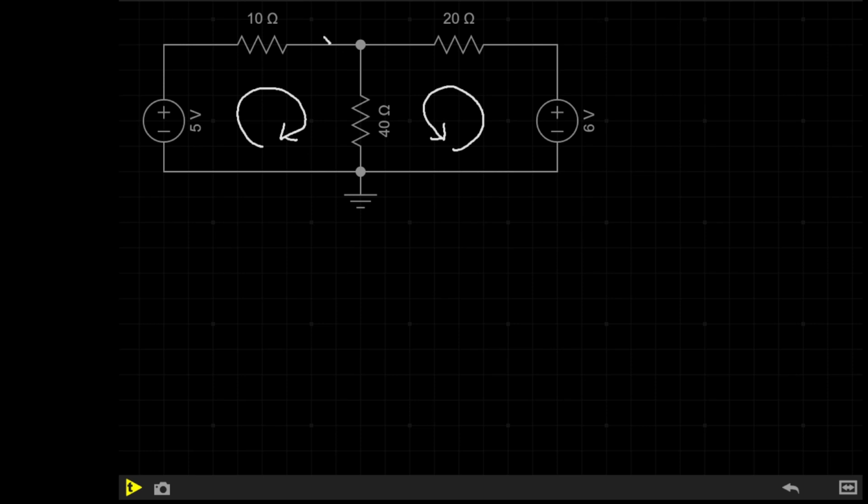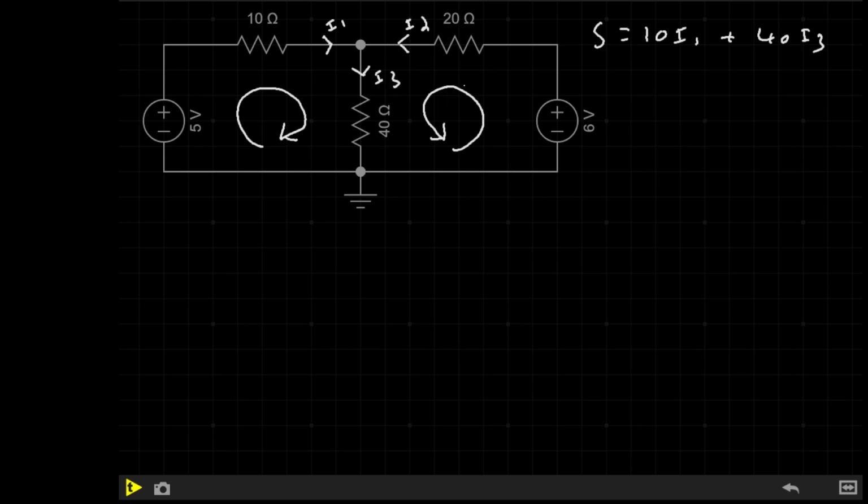So let's label the current flowing into here I1, the current flowing into here I2, and the current flowing out of here I3. Now let's try and make an equation that describes the voltage drop in this circuit using Kirchhoff's voltage law. So we know that the supply, which is 5 volts, must equal the drop. So V equals I times R, so we've got 10 times I1, so 5 equals 10 times I1 plus 40 times I3.